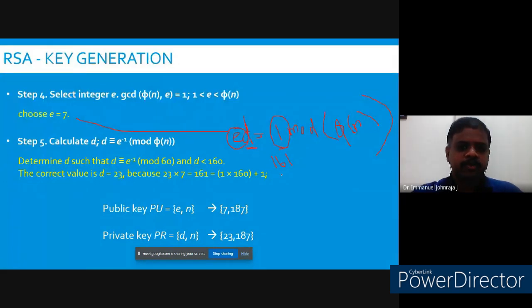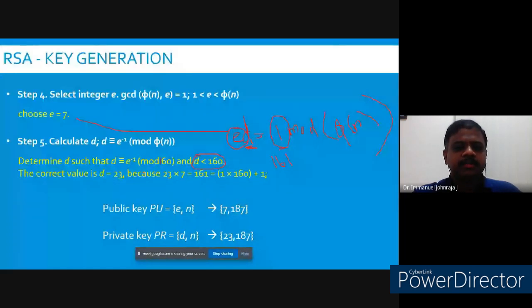So this is the straightforward way for our simple calculation. Otherwise, we should go for Euclidean mathematics, which is not within the scope of this textbook. But interested readers can go for, I think, the third or fourth chapter in our textbook, which will give you more light on how it works. But this calculation is very simple. Determine D such that D is equal to E inverse mod 160. It's not 60, it is 160. And also D should be less than 160. The number which you are going to use here must be less than 160.